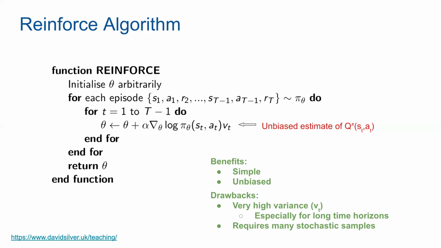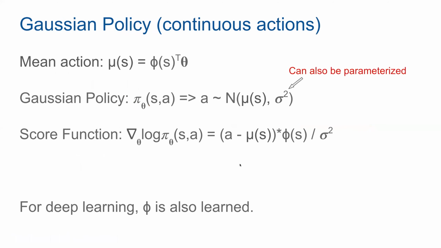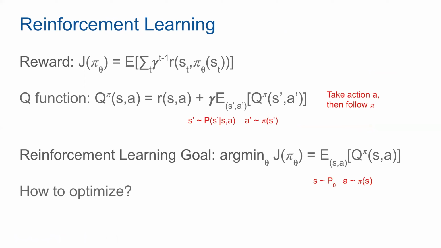So the benefits: it's simple, it's an unbiased estimate. The drawbacks: very high variance in practice, especially for long time horizons. This Q value, you have to recall that it's defined recursively over the entire length of the trajectory. Let me just go back to the definition of the Q value, which is right here. It's defined over the length of the trajectory. So if you want to have an unbiased estimate of this, you have to roll out the entire trajectory to get an unbiased estimate of this Q value.